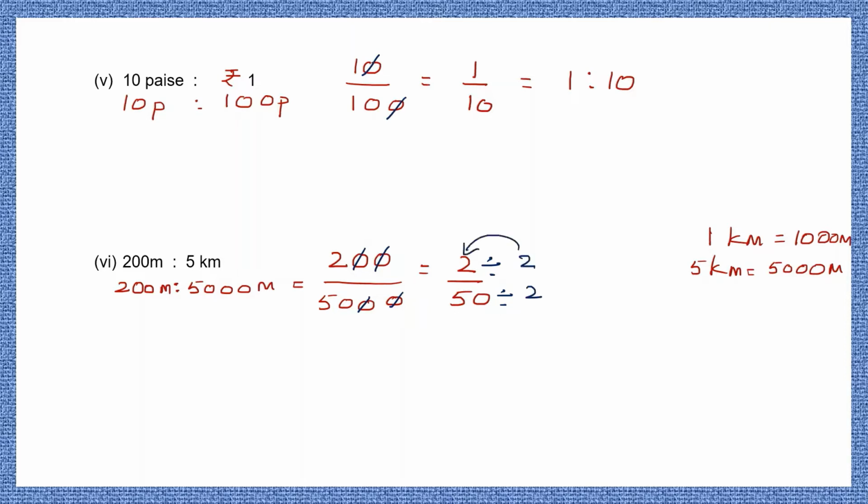2 into what will give me 2? 2 ones are 2. And 2 into what is 50? 2 into 25. So I get 1 by 25. Let me write that as a ratio, 1 is to 25. So my final answer is 1 is to 25.